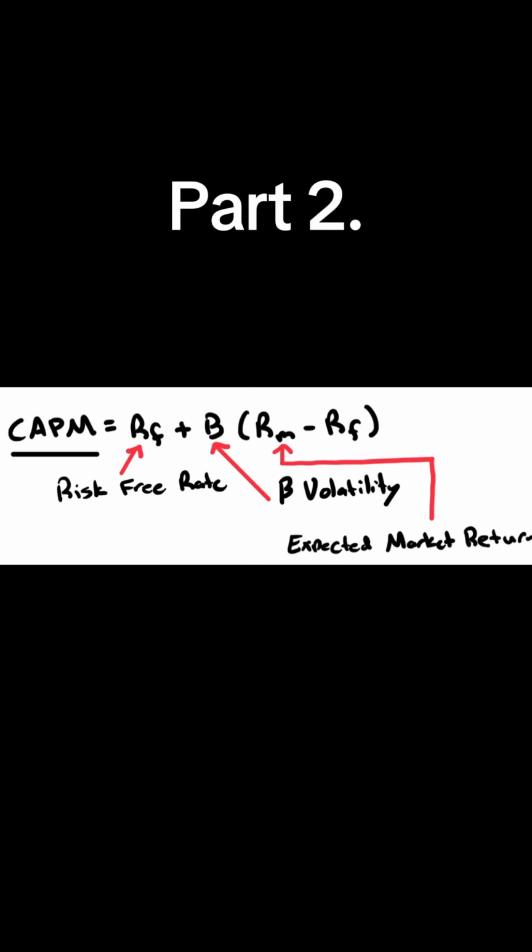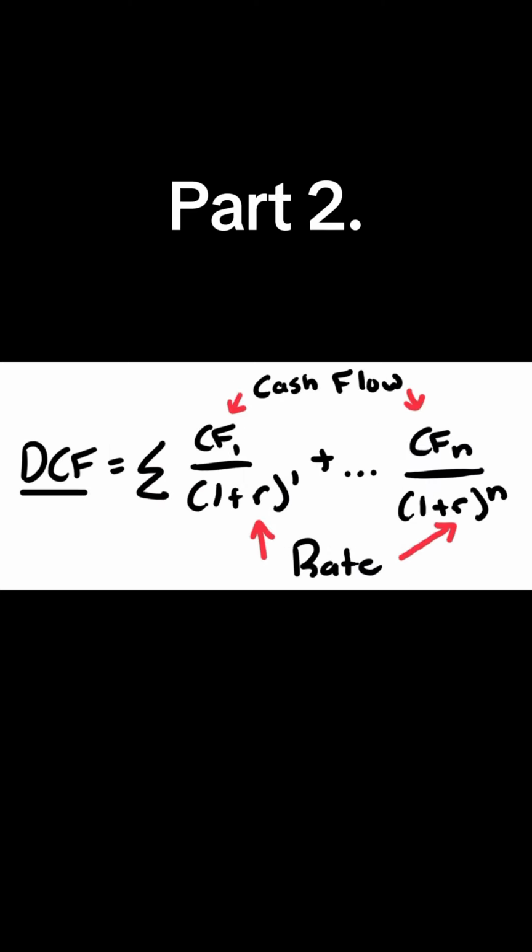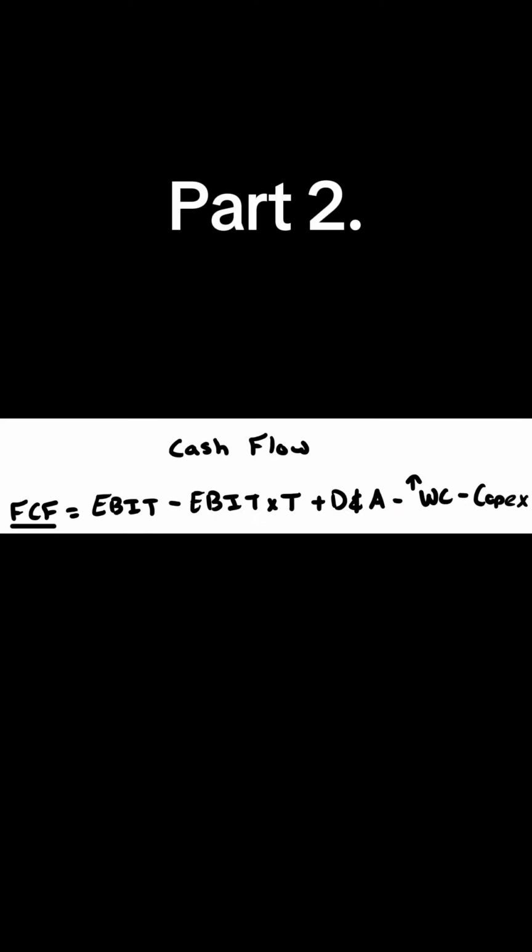So CAPM is equal to the risk-free rate plus B, or beta, which is volatility, times RM, which is expected market return, minus RF, which is the risk-free rate. So now that I've explained the bottom part of DCF, the rate, we can go to the top part, cash flow. Cash flow can be valued using FCF, free cash flow, which is equal to a lot of different things that I'm going to go over on a different day.